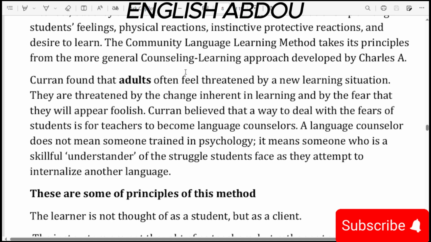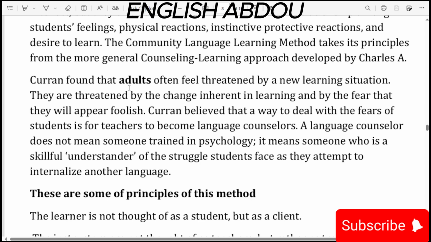Of course, in this method, the teacher is the counselor or the doctor, while students or learners in general are just clients. They come to the laboratory, which is the class or the community they belong to, in order to find solutions to their problems. This is how this community language method sees the class.